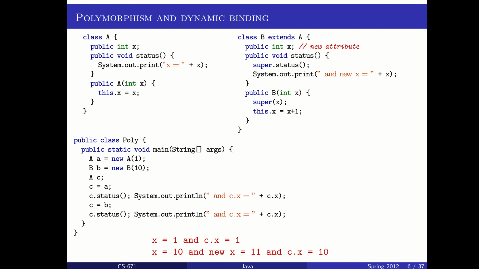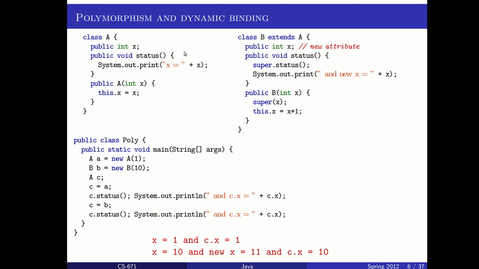So when we run this code here, what we're going to see is that for the first one, when we call status and then we do the print line here to actually directly access the x variable, we're going to see that x is 1 because we're in the A class where x is just whatever was passed in. We passed in 1, so x is 1 is printed out by the status method. And then c.x equals 1 as well, meaning that we're accessing the A version of that.